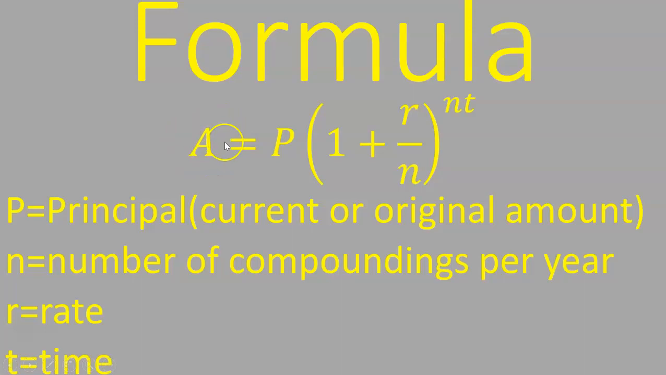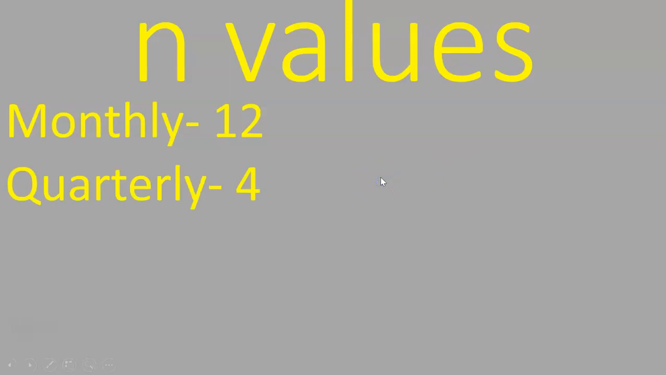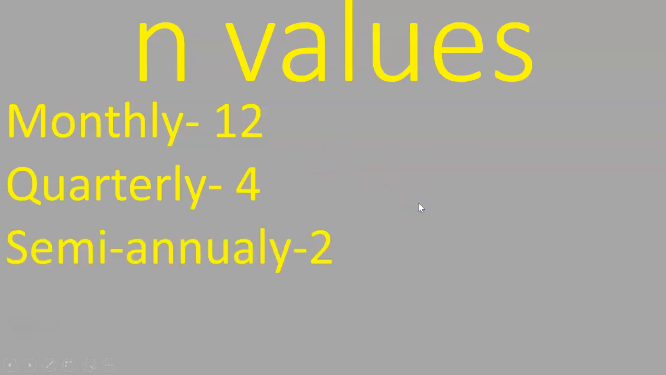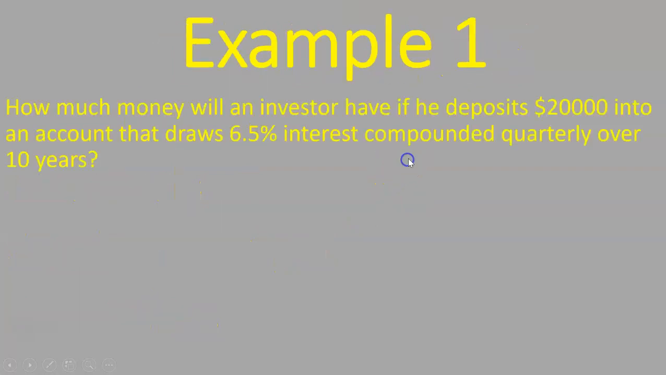This A would be the amount after a certain amount of time has gone by with a certain percentage and certain number of compoundings. Now, as far as your N values, the most common is monthly. Of course, there's 12 months in a year. Quarterly, there's 4 quarters in anything, including years. Semi-annually, semi means half, so half a year, that's 2 times per year, and annually would be 1 time per year.